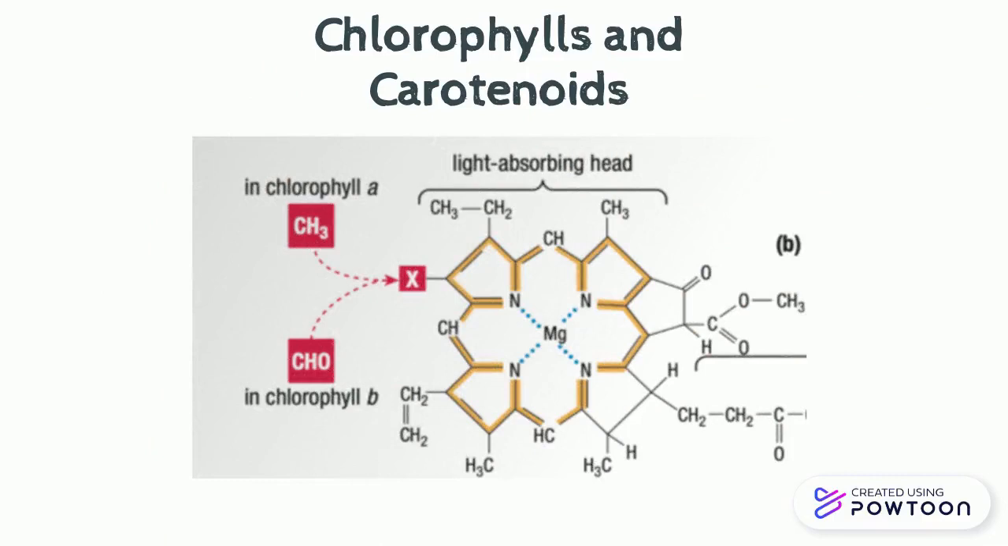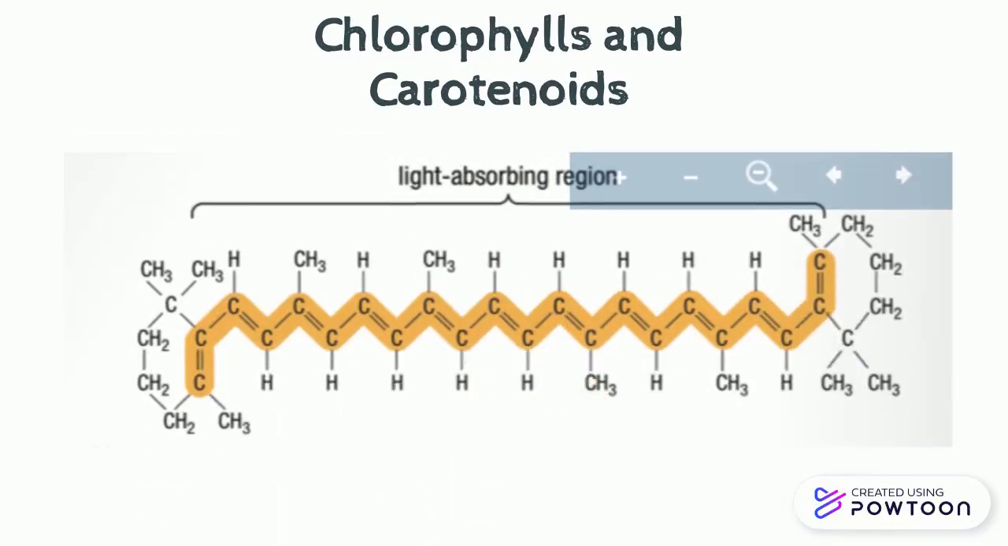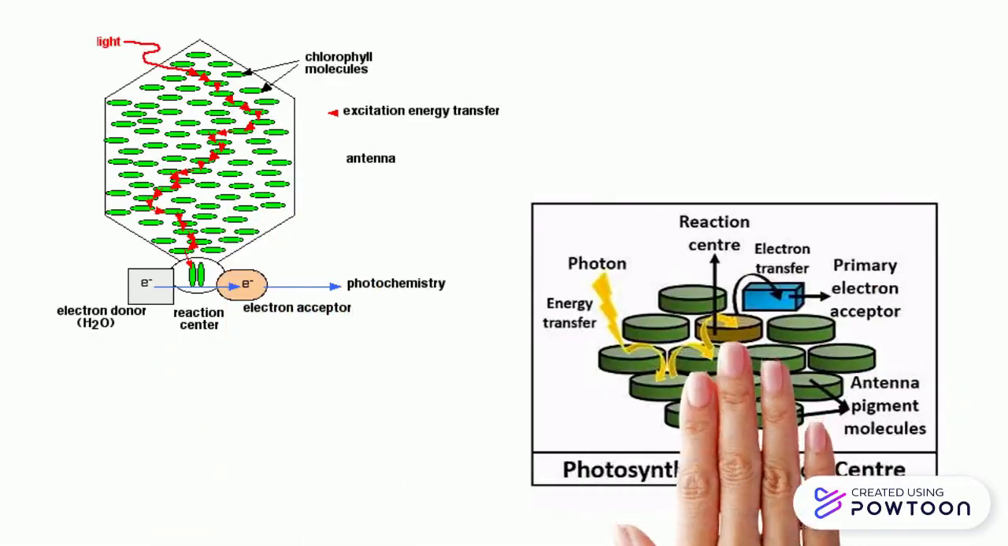In the shaded orange lines, light-absorbing electrons are distributed. In carotenoids, the electrons that absorb light are distributed in a series of alternating double and single bonds in the backbone of the pigment. Now we must learn two key terms, which are the antenna complex and the reaction center.